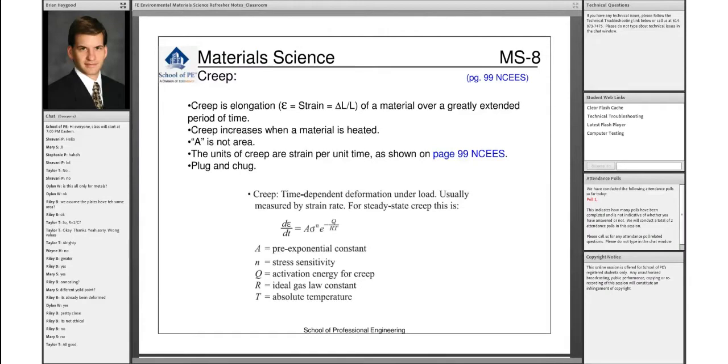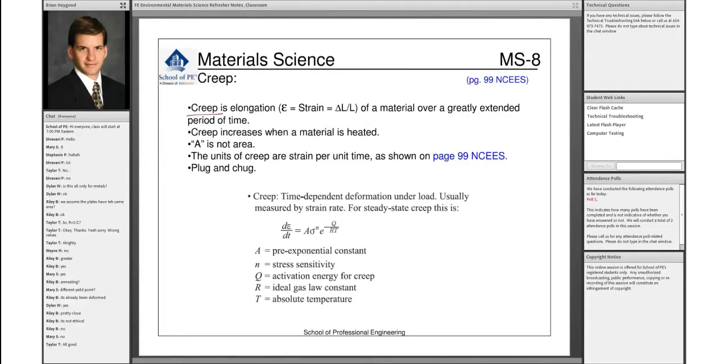Right, the next phenomenon we're going to talk about is kind of a standalone issue. Creep is elongation, so it's a change in length. Any change in length can be evaluated in terms of strain. So creep is the strain or elongation of a material over a greatly extended period of time. The rate of creep increases as a material is heated, and we've got an equation for it.